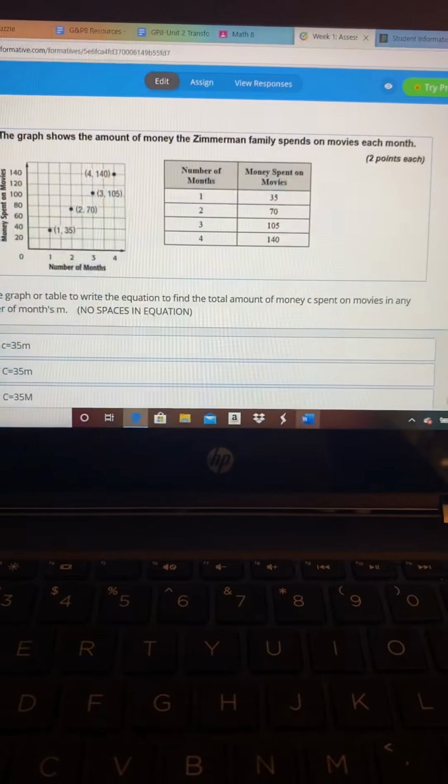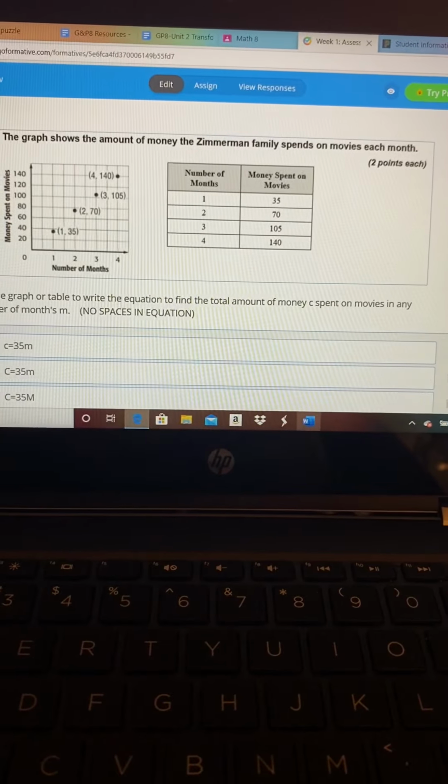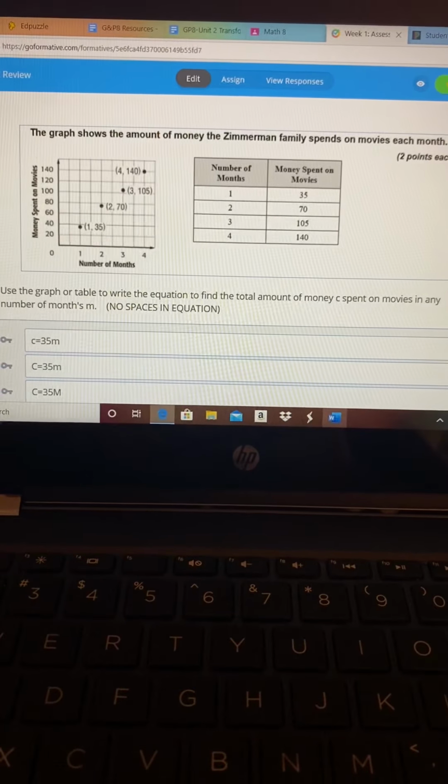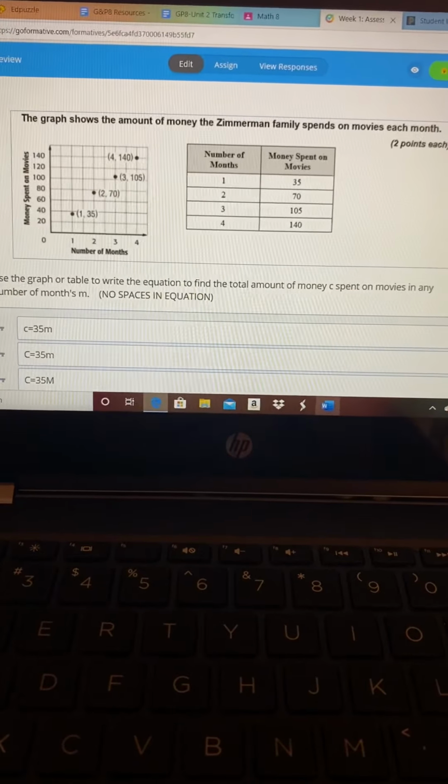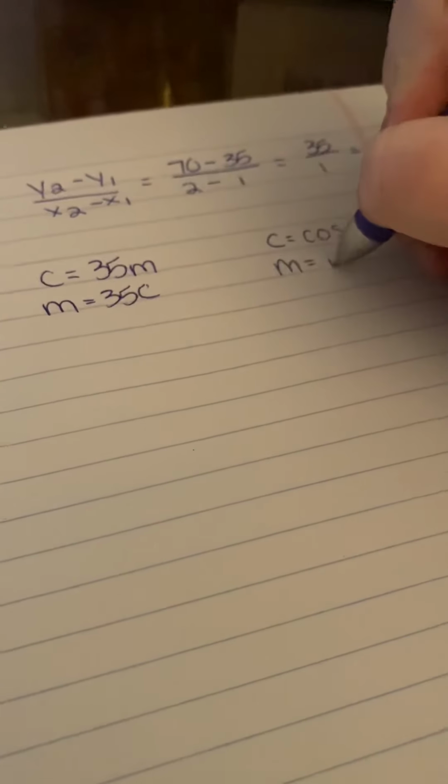Now let's go back to the problem over here. It says that we're going to use C for the amount of money that they spent and M for the number of months. So there's 2 equations that it could possibly be. It would either be C equals 35M or M equals 35C. Well, let's think about this. We know C is the cost, and we know that M is the months.